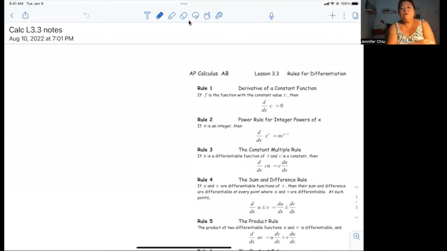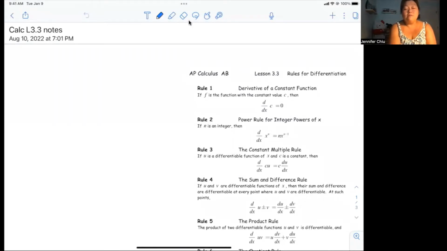Okay, this is lesson 3.3 on rules of differentiation. So in the previous lesson, we learned that slope is now called derivatives. And so we're trying to find a faster way of finding the derivative of your functions, right? In the beginning, we use limits to find the derivative, but it is a very, very long process.